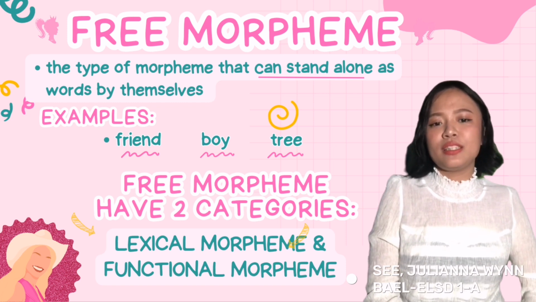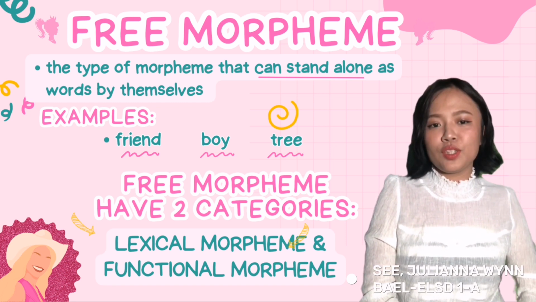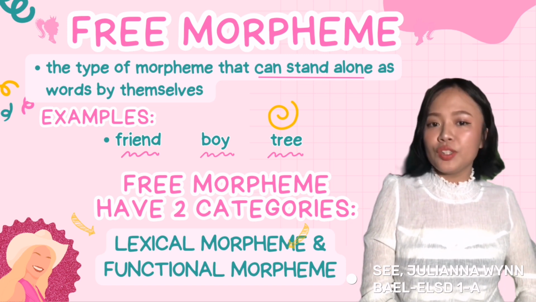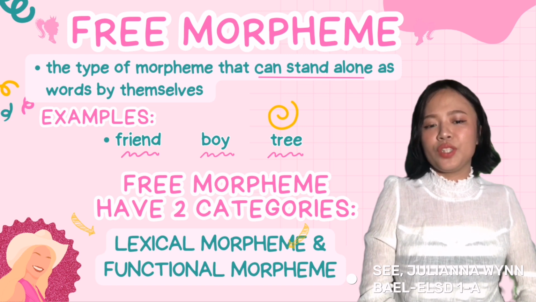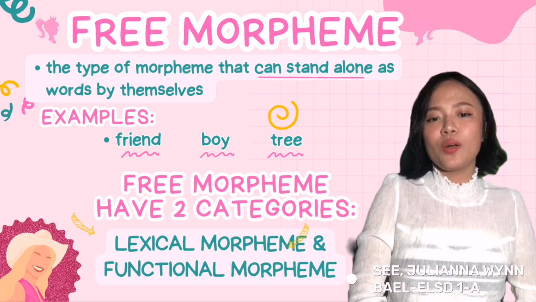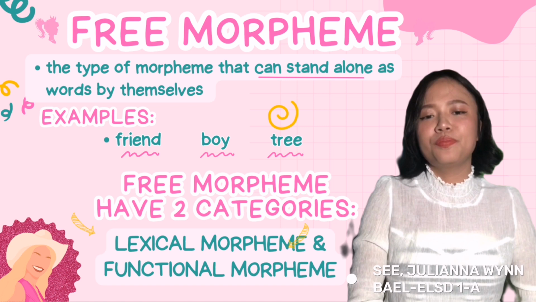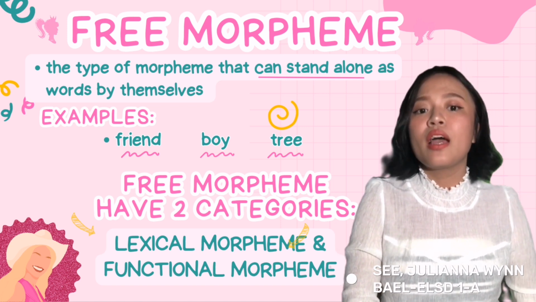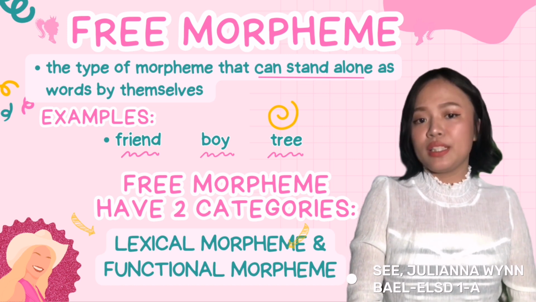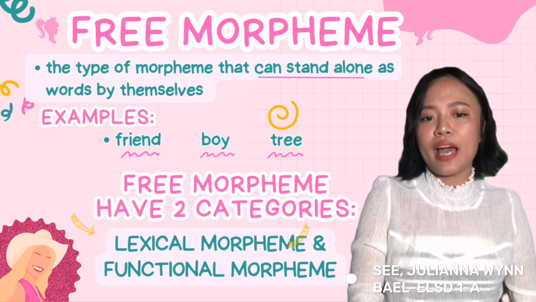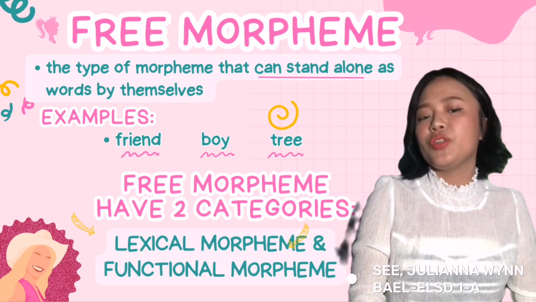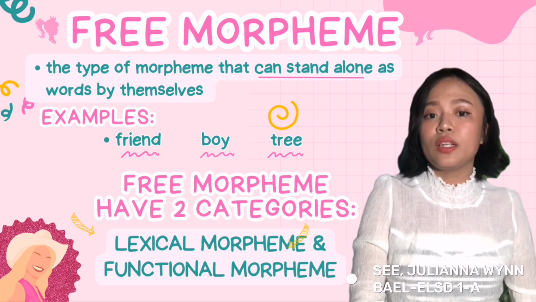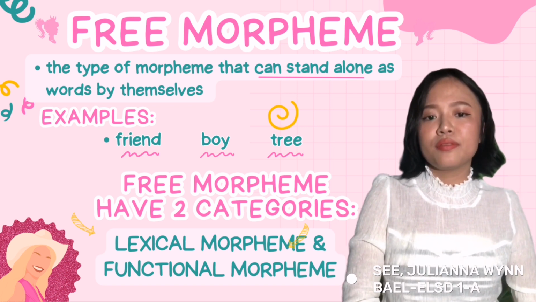This is Juliana. This report aims to explore the concepts of free morphemes, their distinction into lexical and functional morphemes, and their role in language formation. So let's start with free morpheme. Free morpheme is the type of morpheme that can stand alone as words by themselves. For instance, English words like friend, boy, and tree are all examples of free morphemes because they can exist on their own and convey their meanings.